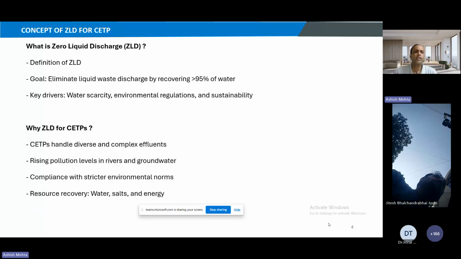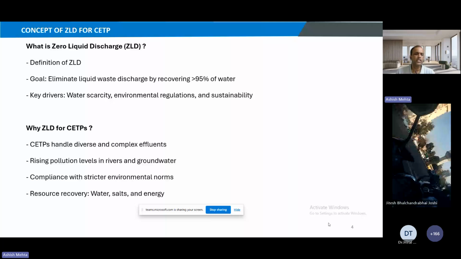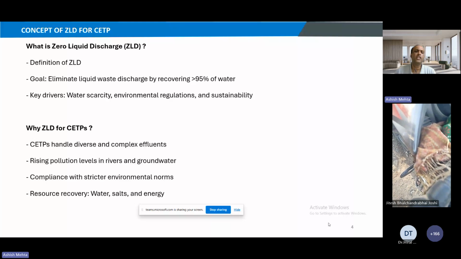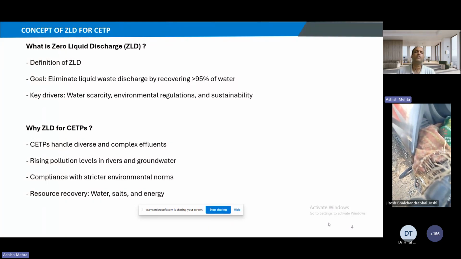So, if we summarize, the key concept of ZLD for CETP is that we have to cater to the industries with technical know-how and commercial aspects. At the same time, eliminate the liquid wastewater discharge by recovering the maximum amount of water, more than 95%, address the challenges of pollution associated with rivers and groundwaters, and also achieve the stricter environmental norms. Definitely, salts, energy, and water are the resource recovery aspects.